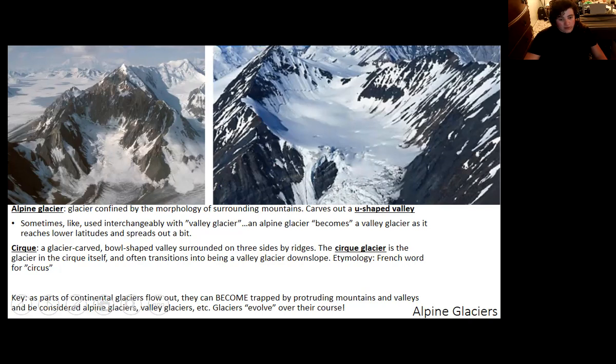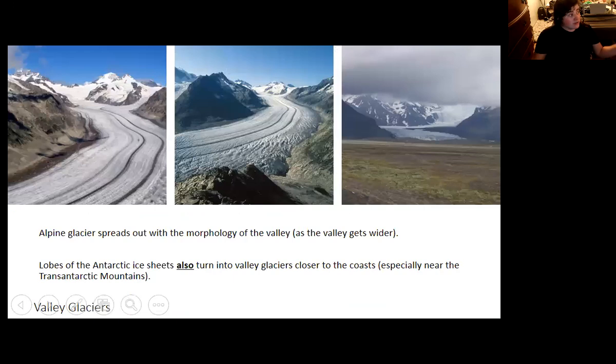And the takeaway is that glaciers evolve. And not all glaciers start like this. Some glaciers start as ice sheets, some glaciers start as cirque glaciers, but they become different types of glaciers as they move. Case in point, as an alpine glacier widens out into a wider valley, it'll often become known as a valley glacier instead. And valley glaciers flow much more slowly.